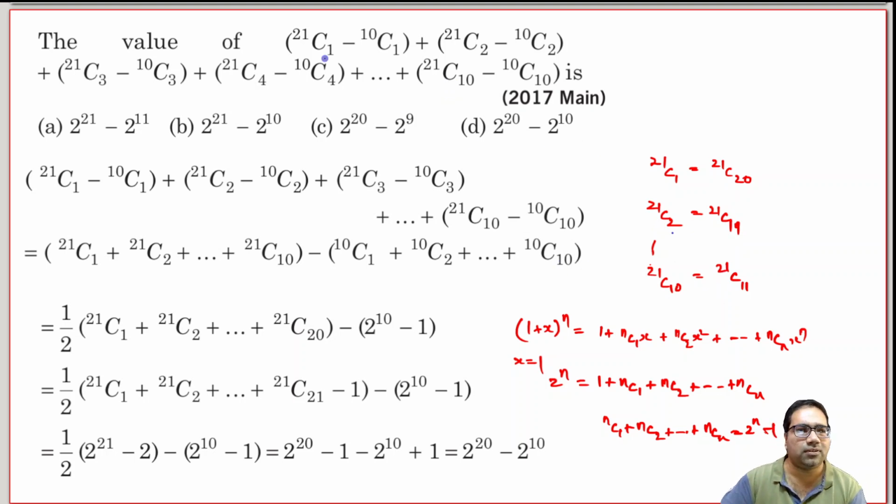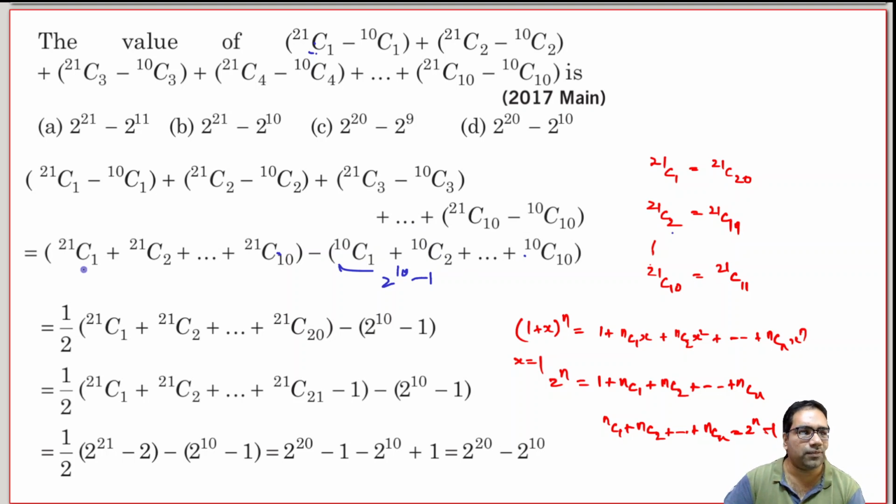So now let's collect all these 21C's separately and 10C's separately. Then we'll get 21C1 up to 21C10 minus 10C1 up to 10C10. This is nothing but NC1 to NCn, which is nothing but 2 power n minus 1. So this part will be 2 power 10 minus 1, fantastic.